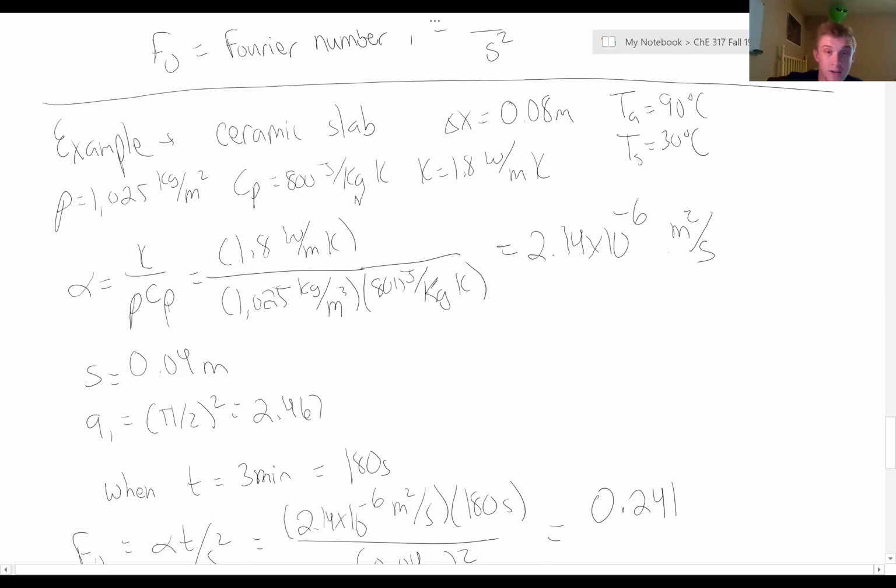How did you find A1? A1 is just defined as a constant. It's just pi over 2 squared. So A1 will always be that, yeah. Why they don't write that in the text, I have no idea. Probably because it's a little neater to write the series solution in terms of a variable. Why do engineers ever do anything?